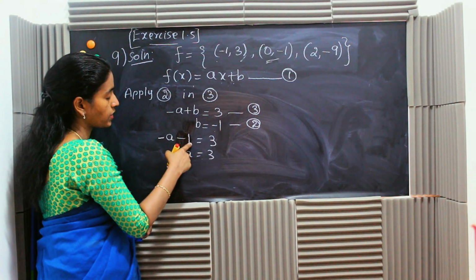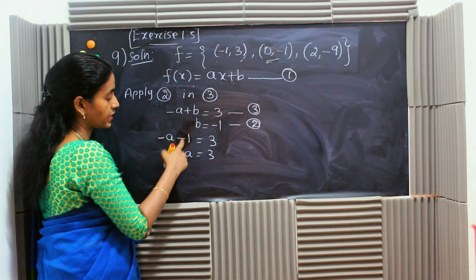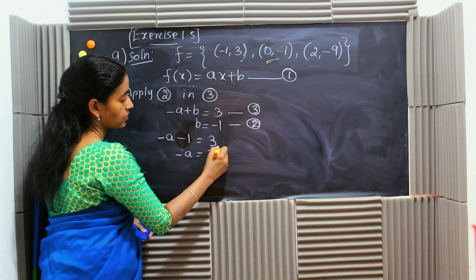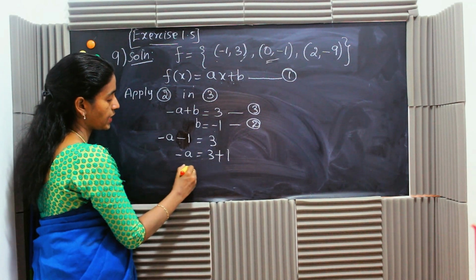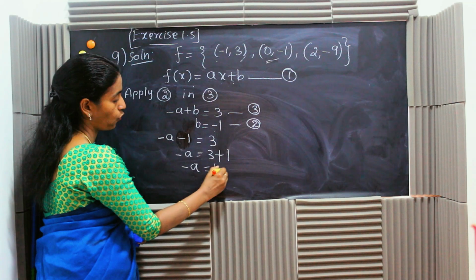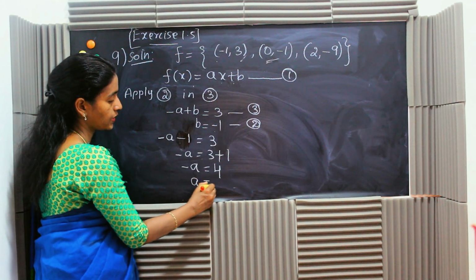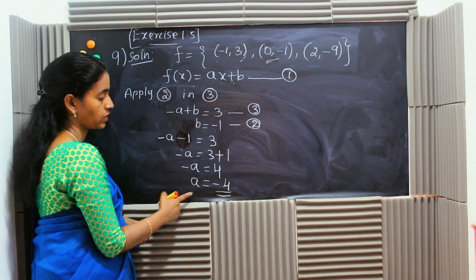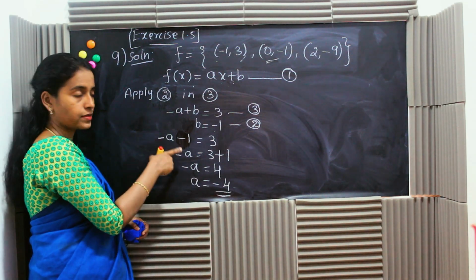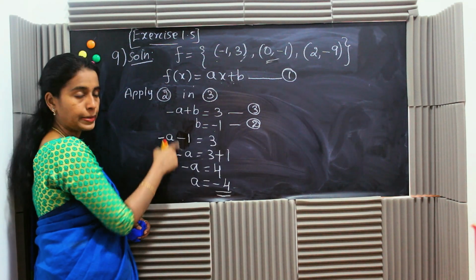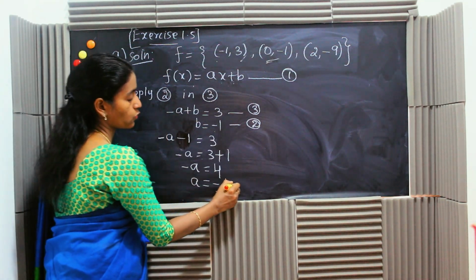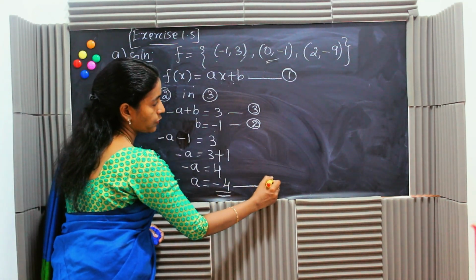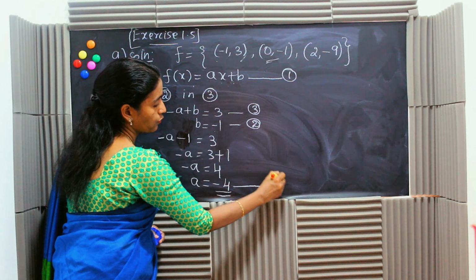This -1 becomes +1 when it comes to this side, and -a value is 4. Then a value would be -4, right? This is the value of a. We have gotten the value of a and b. So we can take this as equation number 4.